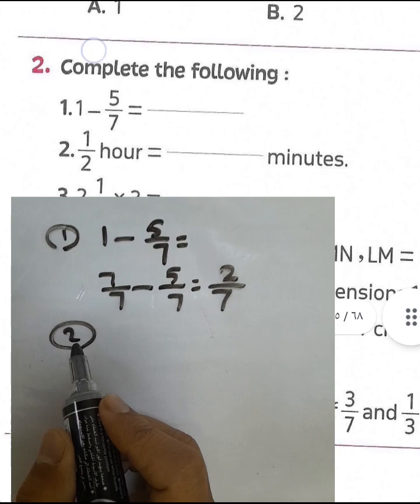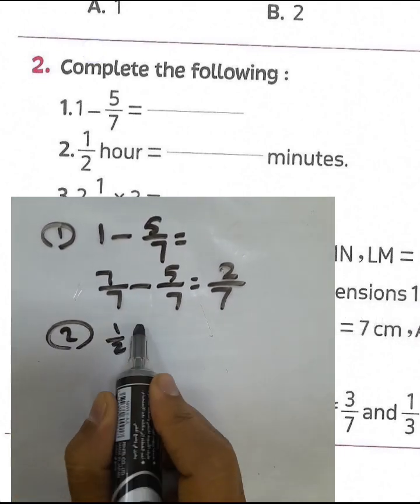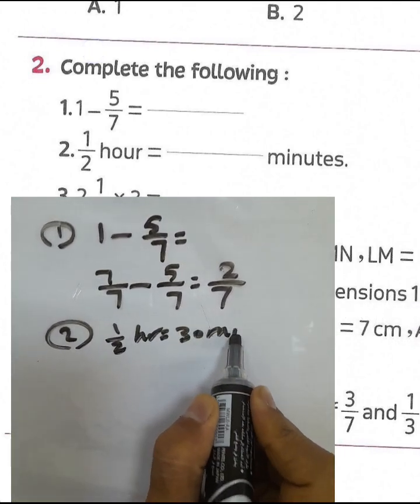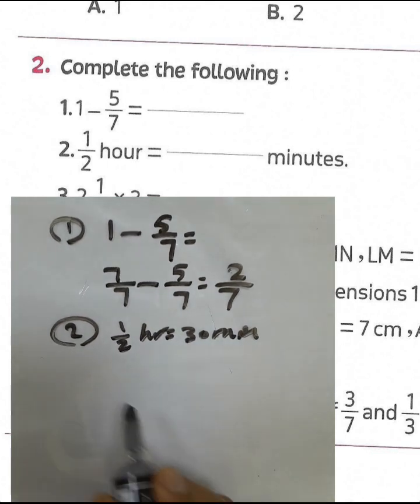Question number 2. Half an hour equals 30 minutes, because 1 hour equals 60 minutes.